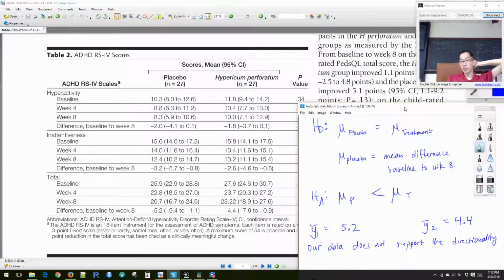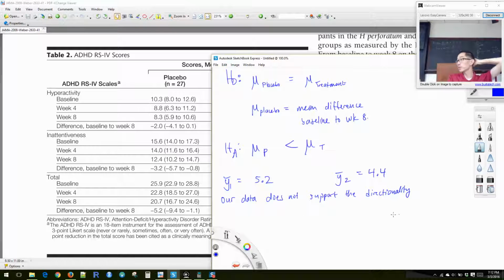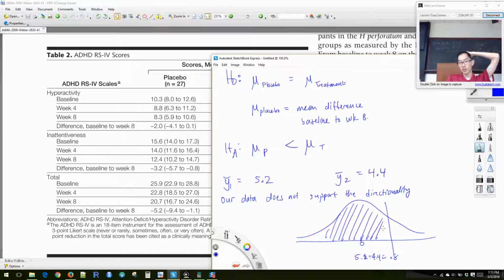So, part of the reason why the p-value is so large is because our data doesn't even support the directionality. In fact, it goes the other way. Okay, and so if we were to take our shading, we're expecting this value to be less than the other value, but it ends up being larger. So we end up going on this side, having 5.2 minus 4.4 is positive 0.8. Under the null hypothesis, we're expecting a difference of 0. And so because we're looking at the area to the left, we're getting shaded area greater than 0.5.